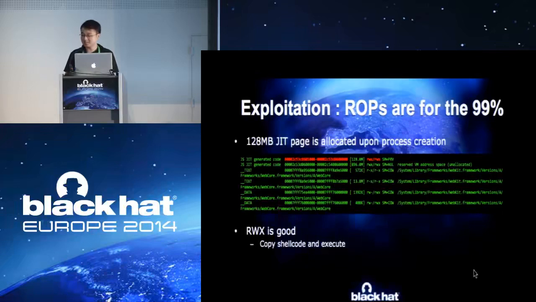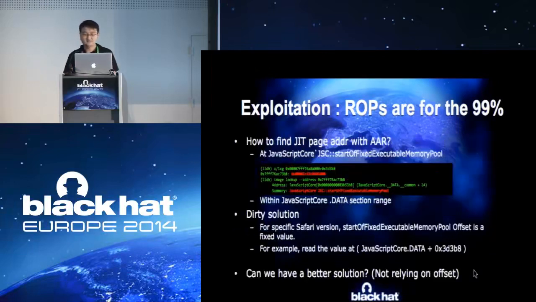You can see that the address here is quite different from other addresses, like the image address or the heap address. So if there is any way for us to search the memory and find that JIT page by some smart method, then we can avoid the ROP.